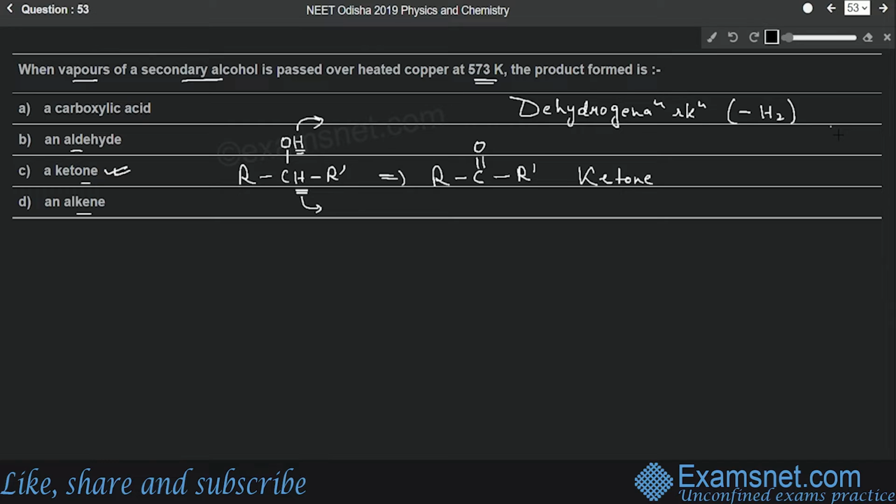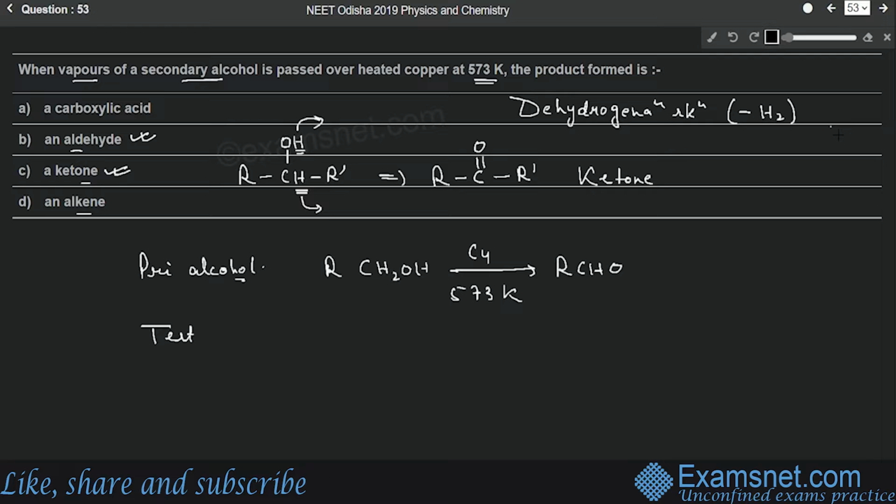Now what would have formed in case of a primary alcohol? An aldehyde. Let's see the reaction. Primary alcohol, one alkyl group will be there. So it's RCH2OH. Now it is passed over copper. 573 Kelvin temperature is used. So an aldehyde will be formed. Now what would happen in case of a tertiary alcohol? That means 3-degree alcohol. Let's see. In this case, dehydrogenation will not take place. In first and second case, both dehydrogenation reaction takes place.